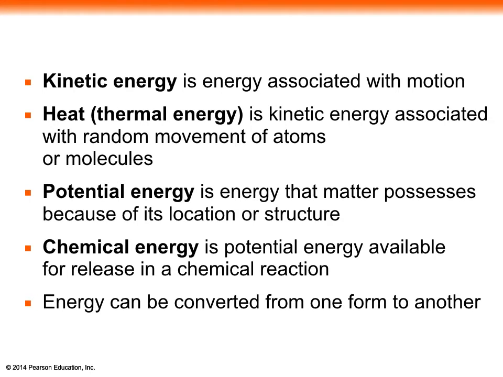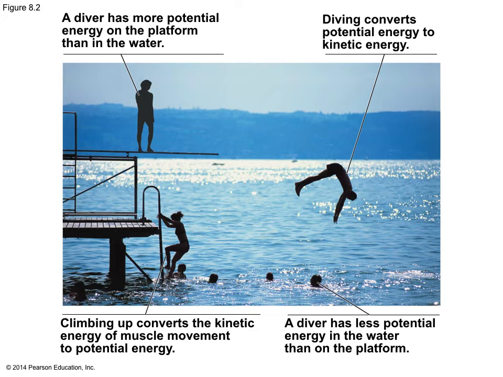A few different types of energy. Kinetic energy is the energy through motion. Thermal energy is the energy associated with random movements of atoms or molecules. Potential energy is energy that is based on location. And chemical energy is the potential energy available for the release through a chemical reaction. And of course, any of these energies can be converted from one form to another.